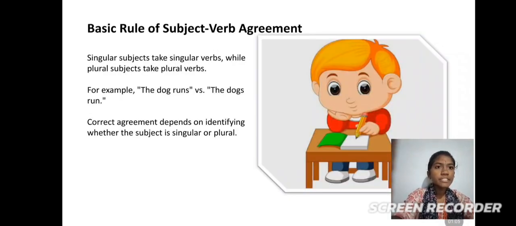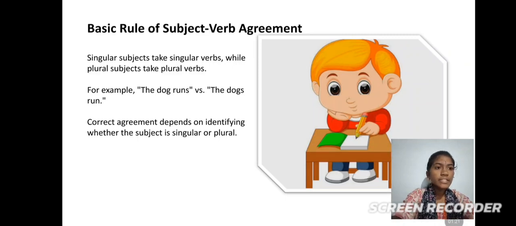Basic rules of subject verb agreement. Singular subjects take singular verbs while plural subjects take plural verbs. For example, the dog runs versus the dogs run. Correct agreement depends on identifying whether the subject is singular or plural.